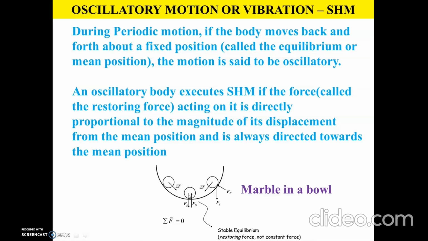So we know that an oscillatory body will execute simple harmonic motion if the force, which we call the restoring force, acting on it is directly proportional to the magnitude of the displacement from the mean position. And this restoring force is always directed towards the mean position. You can see the arrows: this force is always directed towards the mean position.